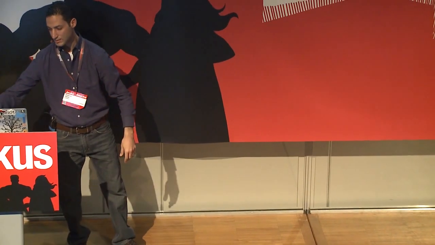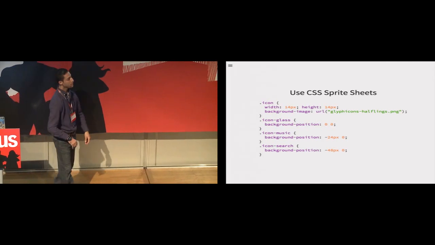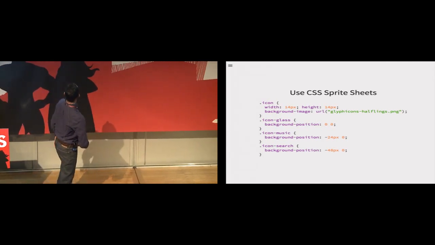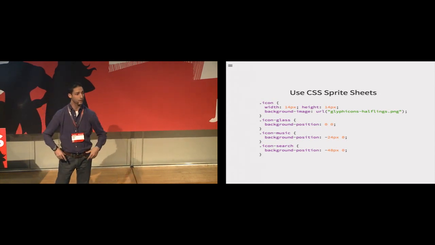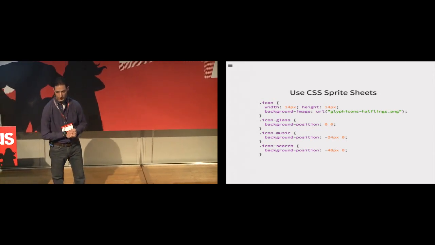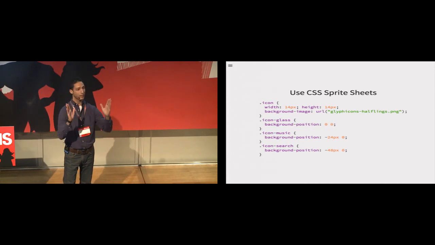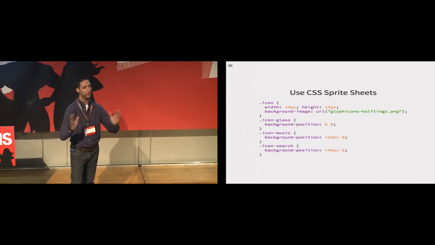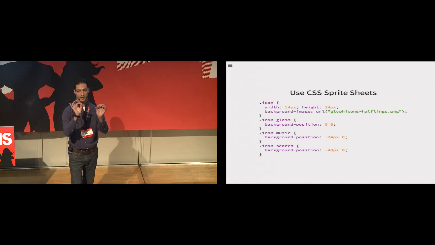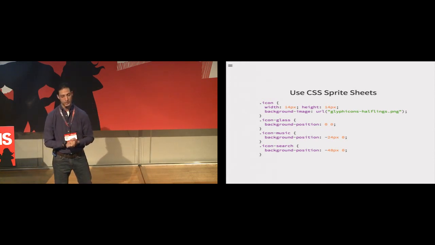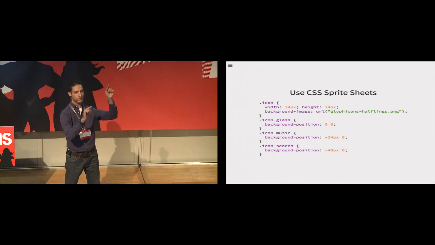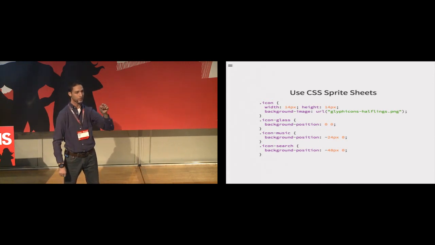How can we use this? It's so simple in CSS. First, you have a class called icon, and you specify the icon width and height, which is 14 by 14. The background image is the one PNG that includes all the images. How can I get every icon? It's so simple. For the icon class, the background position is from 0, 0, with width and height 14, 14. This is the image.